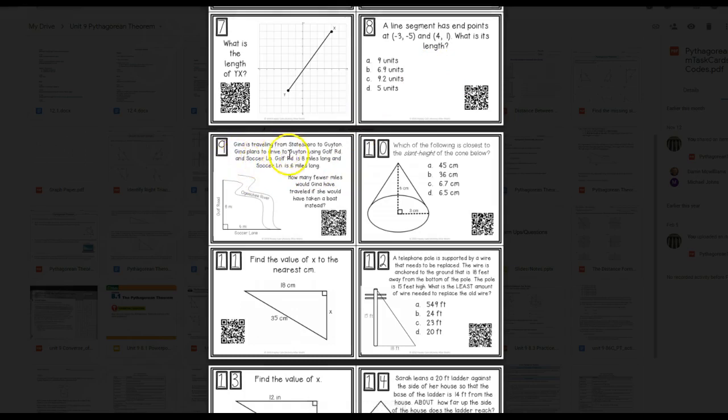Number 9, Gina's traveling from Statesboro and she plans to drive using Gulf Road and Soccer Lane. Gulf Road is 8 miles. Soccer Lane is 6 miles. How many fewer miles would Gina have traveled if she would have taken a boat instead? So you're going to do the Pythagorean theorem here, and they want to know how many fewer miles. So that's an extra step. Whatever you get here, you'll need to add 8 plus 6 and subtract that, and then you'll know how many fewer miles that she traveled.